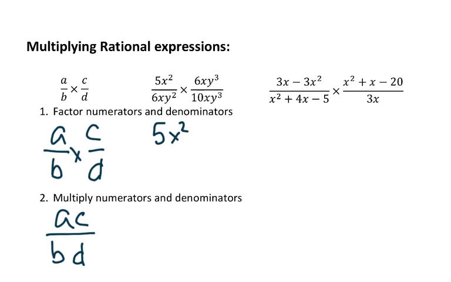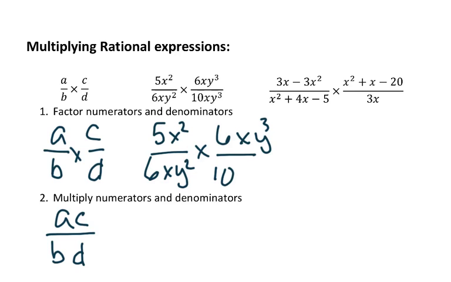5x squared times, let's do it this way, 5x squared, 6xy squared times 6xy to the third over 10xy to the third. Now it says multiply the numerators and denominators, which I will do.